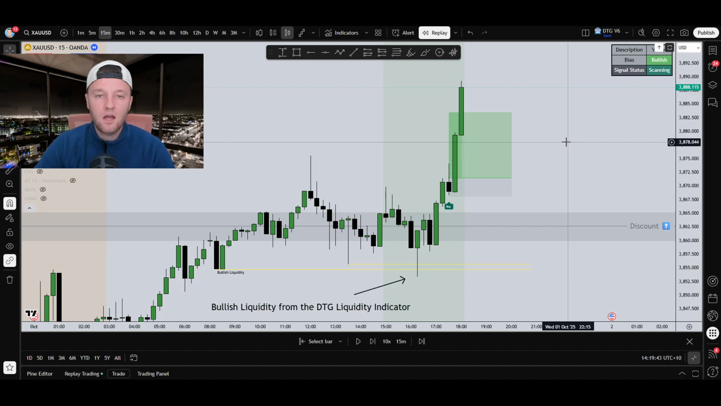So we've gone from like a 60 pip stop loss to like a 30 pip stop loss. So we've halved our stop loss, okay? Let's say you risked 1% on this trade, you've gone from a 1% risk to a 0.5% risk. Now, this is big.